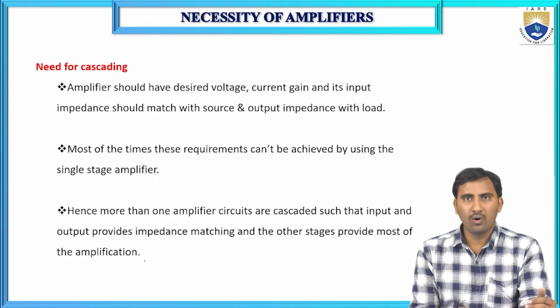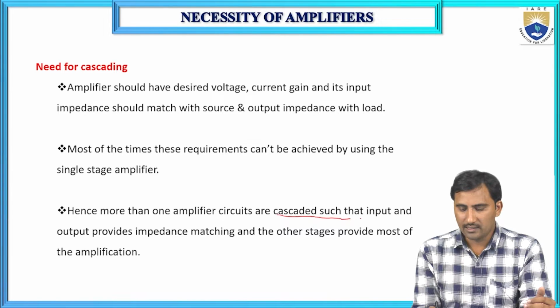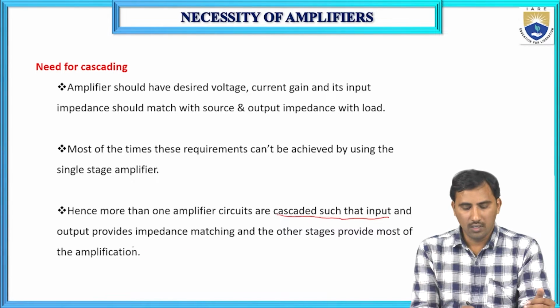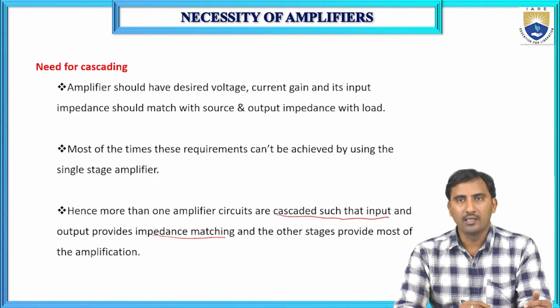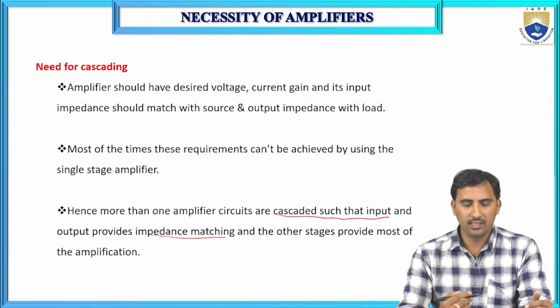And also one more advantage is, when more than one amplifier circuits are cascaded, input and output provide impedance matching. That means if you have to transfer maximum power, the output impedance of the source should match with the input impedance of the amplifier. Similarly, the output impedance of the amplifier should match with the input impedance of the output device, so that we can transfer maximum power. So that is cascading.